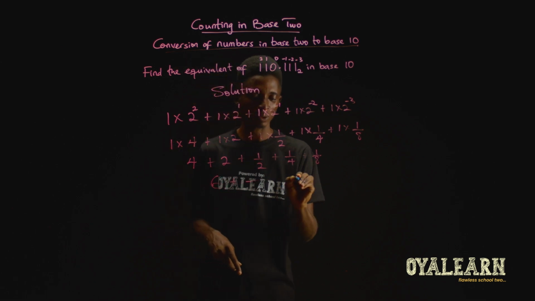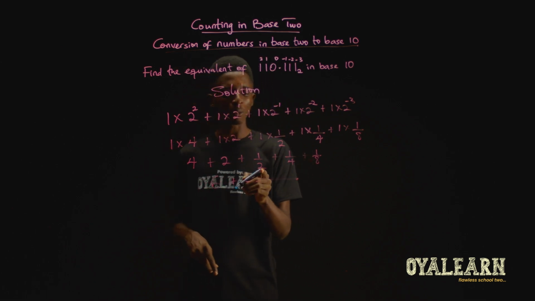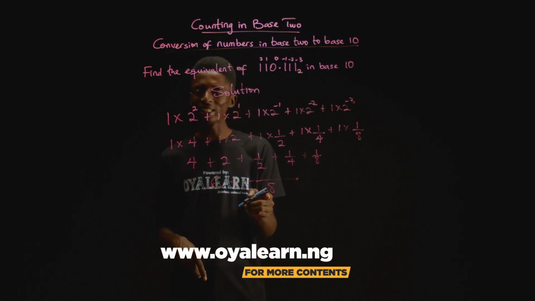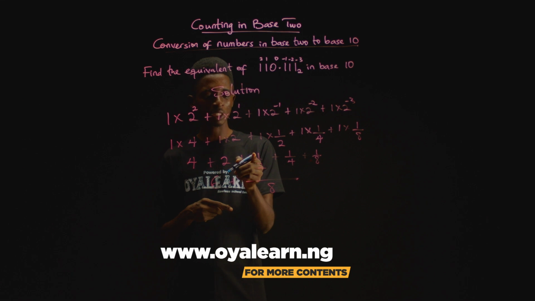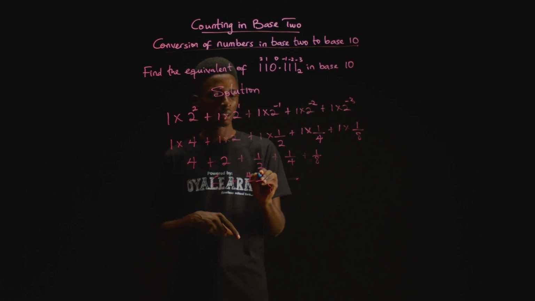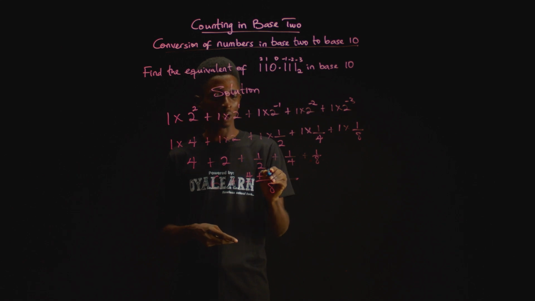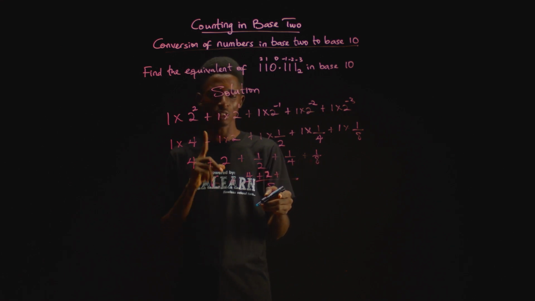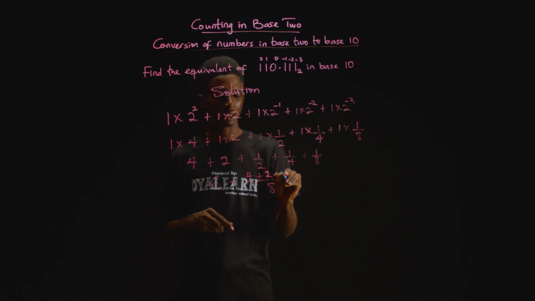So the fraction part, we take LCM. Now LCM of 2, 4, and 8 is 8. 2 in 8, that is 4. 4 multiplied by 1, and we have 4, plus 4 in 8, that's 2. Multiplied by 1, and we have 2, plus 8 in 8 is 1. Multiplied by 1, and we have 1.